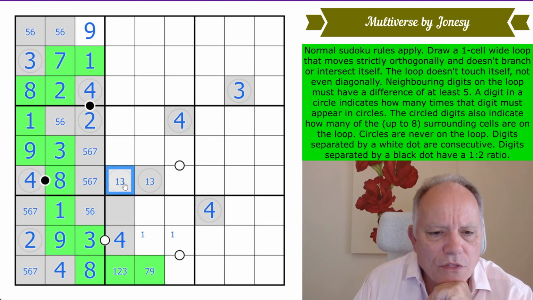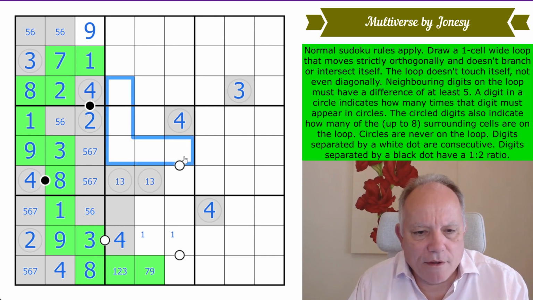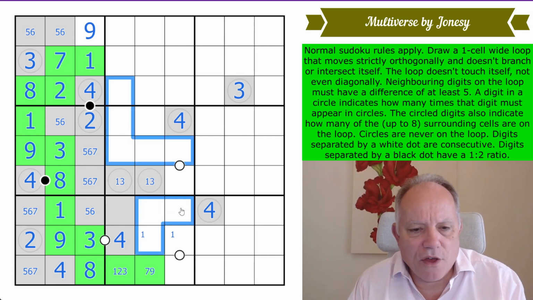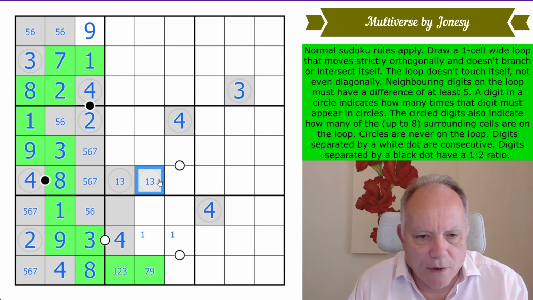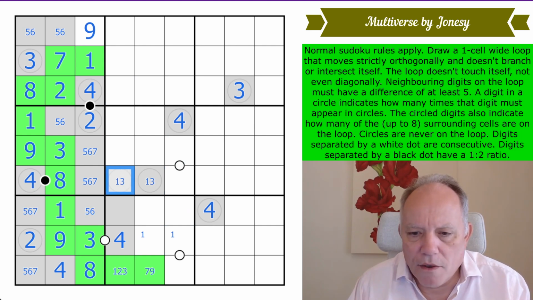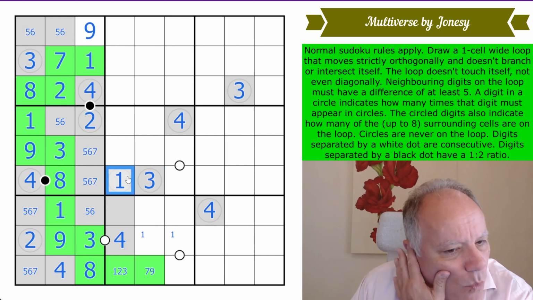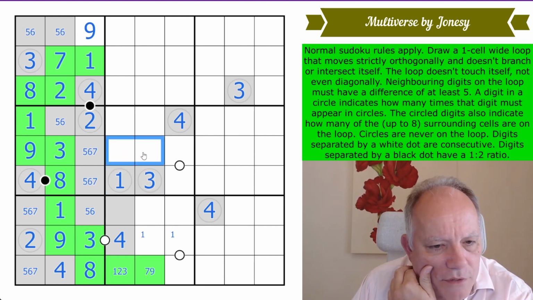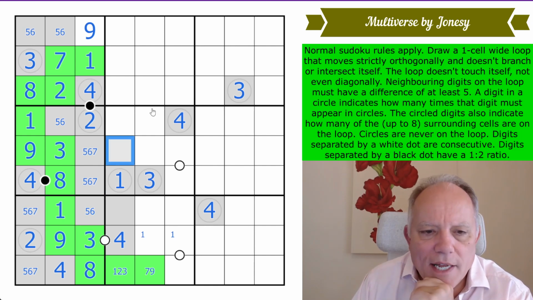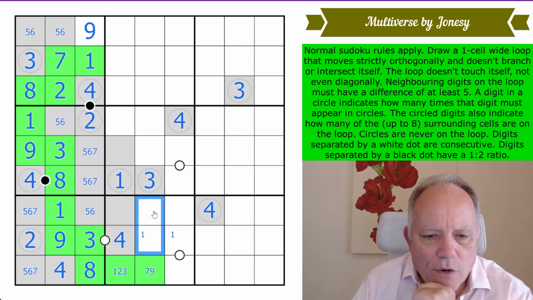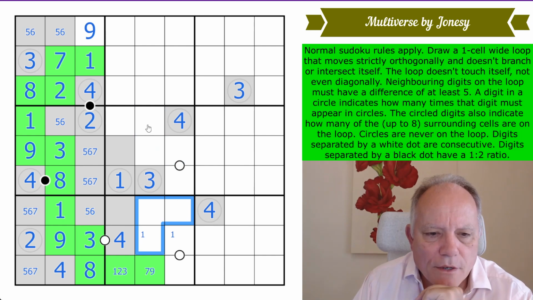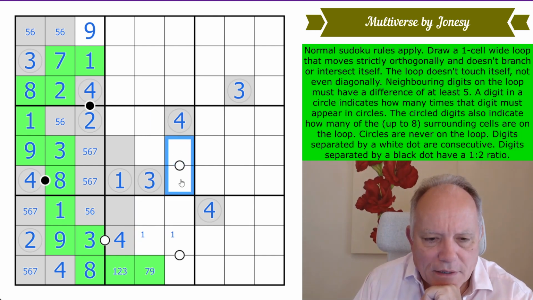This, how could that be a 3? Then the loop would have to fill those cells, and this would not be a 1. So that's the 1. This is a 3. Now, which one cell? Not that one, because it would have to also touch that one. So that's grey. It's either a corner there or a corner there, this loop. And it doesn't go through that.